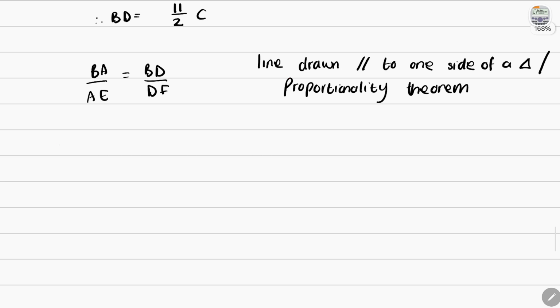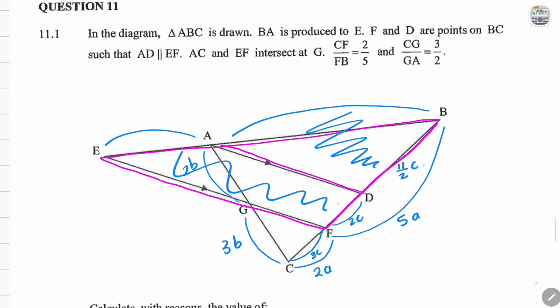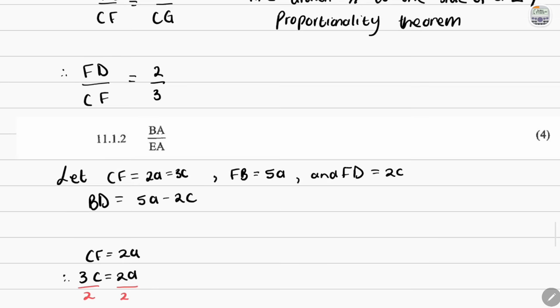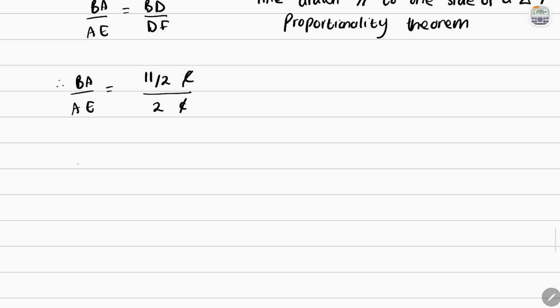I just copied and pasted it. And so finally, BA over AE is equal to, and remember, we already found that this side was 11 over 2 C, and this is 2C. So if you put them over each other, if you like, you can call it C. It's not necessary, but you can. If you did that, 11 over 2 C divided by 2 C, the C's would still cancel, so it doesn't even matter. Just to ensure that you have named them in terms of the same thing because they are on the same line.